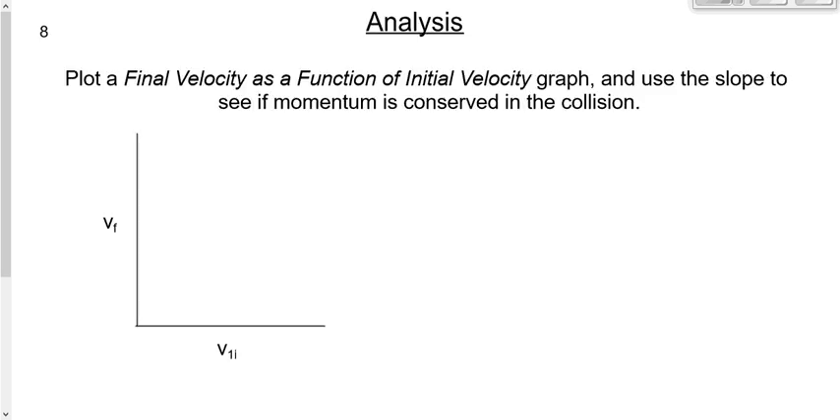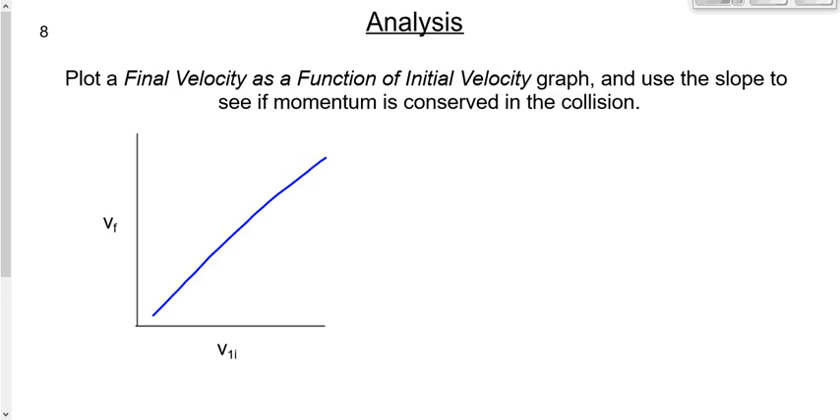All right. Now, so far the procedure is pretty straightforward. This is where the analysis becomes a little bit different. You're going to plot a graph of Vf, final velocity, as a function of initial velocity, or final velocity versus initial velocity. That graph should, in an ideal world, be a straight line. Of course, you're going to have to draw a line of best fit on Google Sheets to get a straight line, because the data points aren't going to be perfect. Then we're going to use this to figure out whether momentum is conserved.